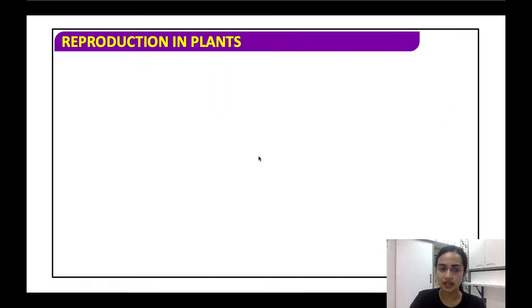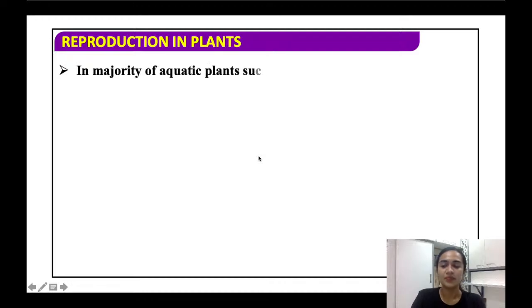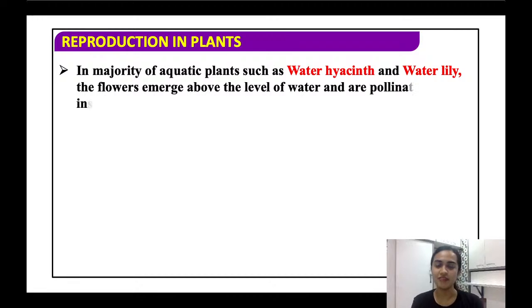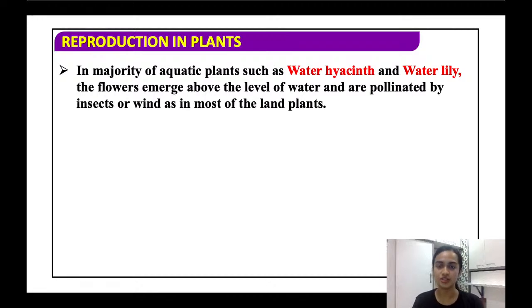Now let's see why. Because even in the majority of aquatic plants, when they mature and when it's the time for fertilization, what they will do is come to the surface of the water. So once it comes to the surface of the water, it is the wind that will transfer the pollen grains and not the water.